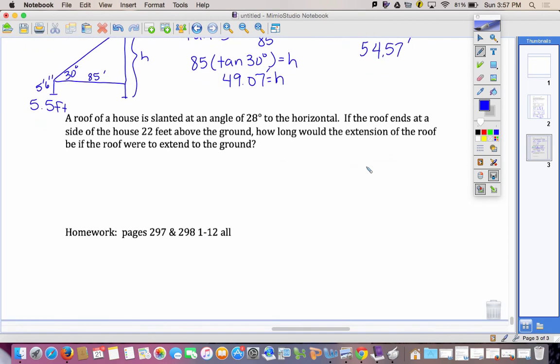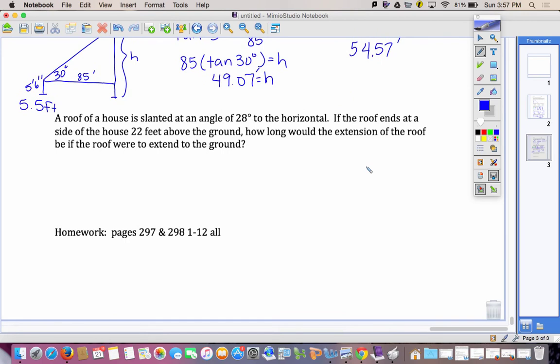Okay, last problem. A roof of a house is slanted at an angle of 28 degrees to the horizontal. If the roof ends at the side of the house 22 feet above the ground, how long would the extension of the roof be if it were extended all the way to the ground? Start by drawing a picture.